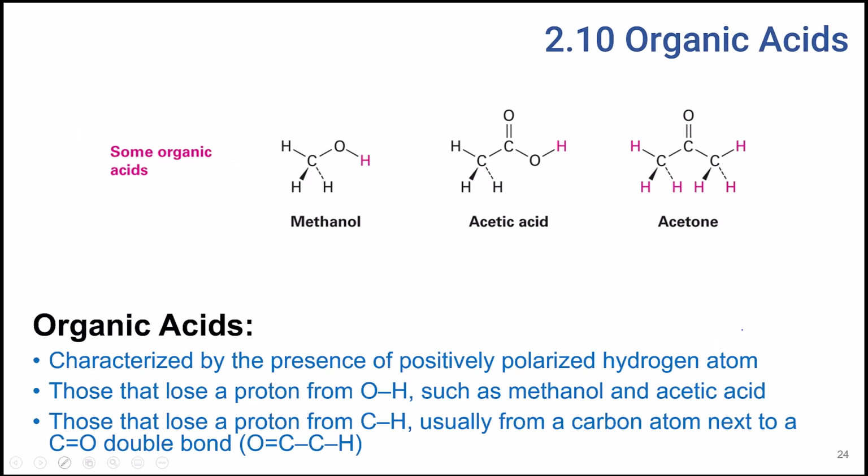Next, we'll look at some organic acids. Organic acids are characterized by having positively polarized hydrogen atoms, or those that lose a proton from OH, such as methanol and acetic acid. So here we're losing these protons. In acetone, this is losing a proton from CH because it's next to a carbonyl. That makes it more acidic. So methanol has a pKa of 15.5, which is very similar to water. For acetic acid, we've seen now that's 4.76. And for acetone, the hydrogen next to the carbonyl is 19.3. So it's less acidic than water.